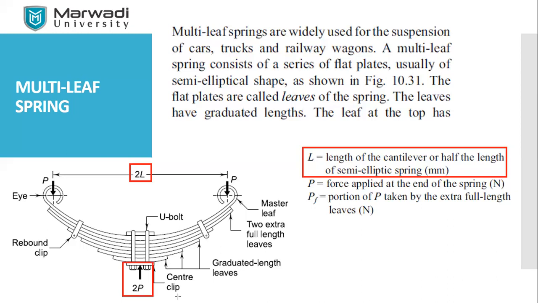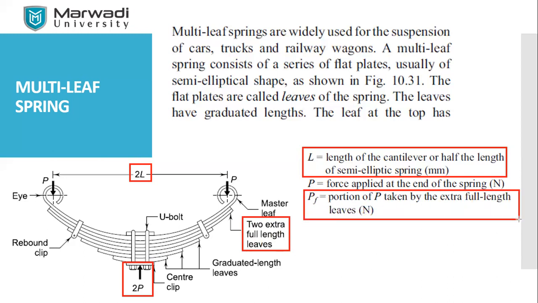PF, which we can consider as a portion of the force P taken by the extra full-length leaves, N. So you can consider we have here 2 extra full-length leaves, and whatever portion of force P is taken by these, means N is equal to 2 in this case.